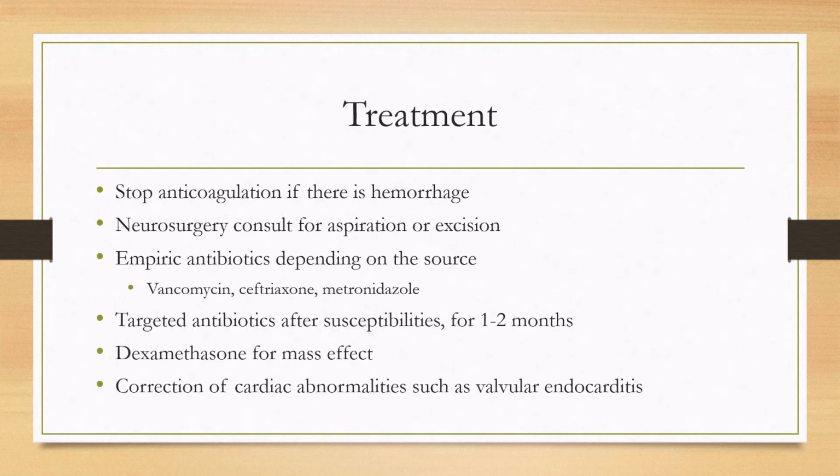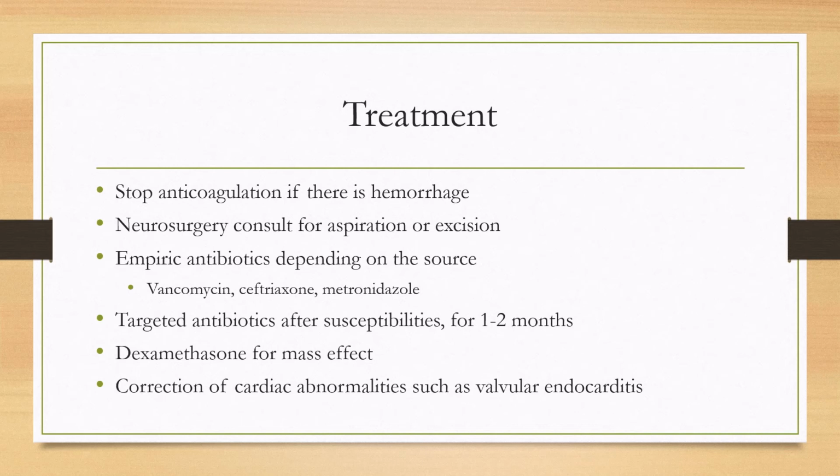So for treatment, if you see a hemorrhage on one of the scans, you'll have to stop any anticoagulation that the patient's on, as well as antiplatelets. A neurosurgery consult is typically done both for diagnosis and treatment with aspiration or excision. Empiric antibiotics are typically started, and the actual regimen depends on the source, but one empiric regimen can include vancomycin, ceftriaxone, and metronidazole as an example.